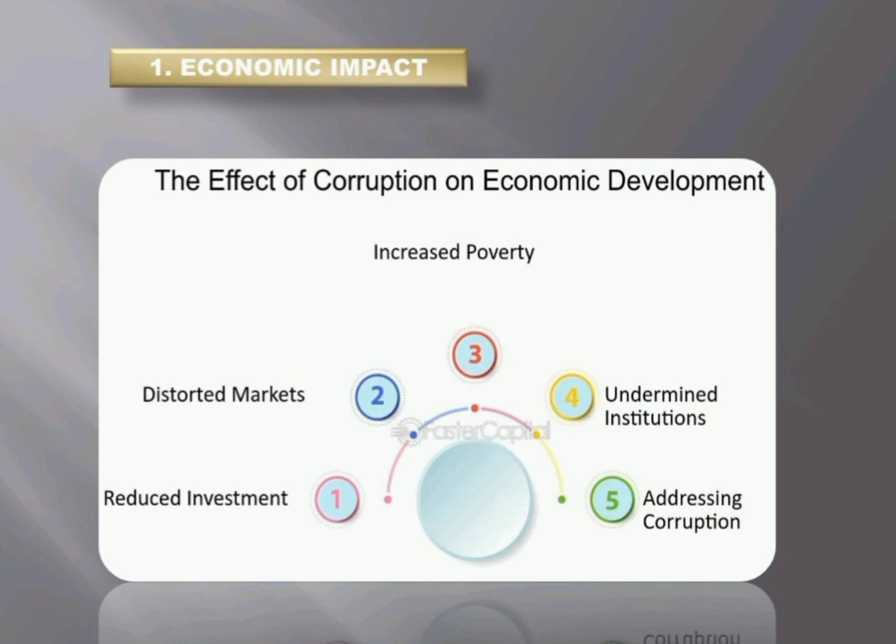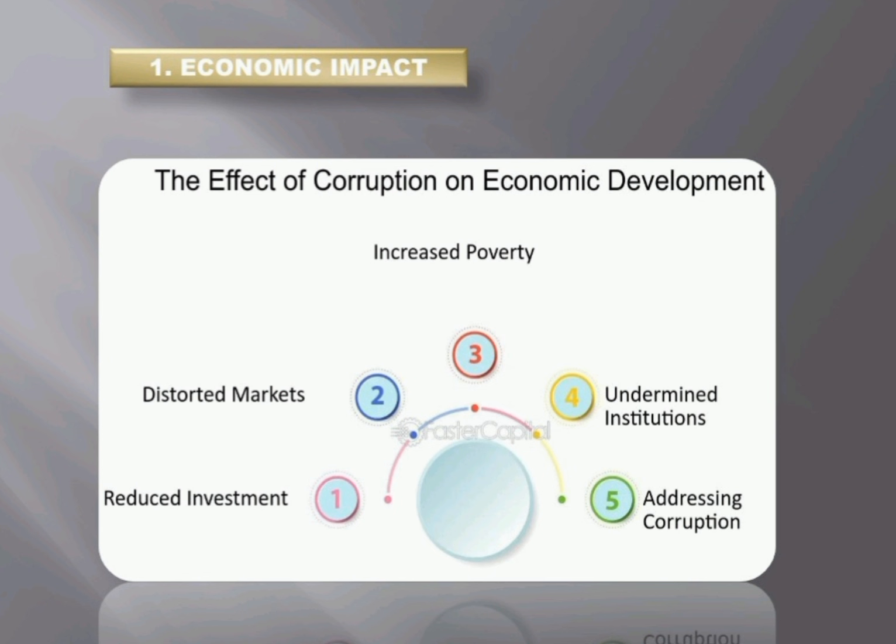The third effect we have is increased poverty. Poverty is increasing due to unfair distribution of resources, limited access to opportunities, and reduced investments in social welfare programs. Also, corruption diverts funds away from useful services, and by useful services I mean basic essential services like education and healthcare.